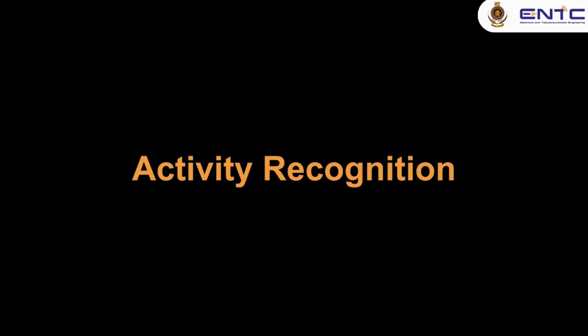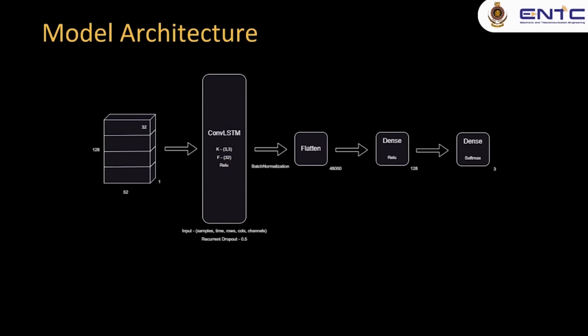Next, let us move on to activity recognition. We used a convolutional long short-term memory network, also called convolutional LSTM, for the activity recognition task. Convolutional LSTM helps us to capture both spatial and temporal features which are essential for recognizing an activity. The model was trained to classify 3 predefined activities: standing, squatting and jogging. We achieved around 83% of test accuracy for the activity recognition.